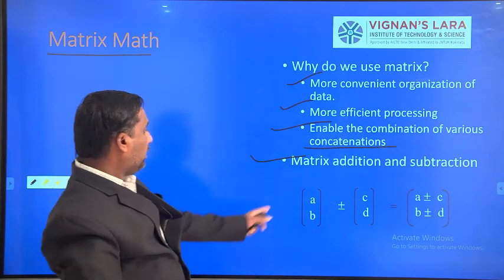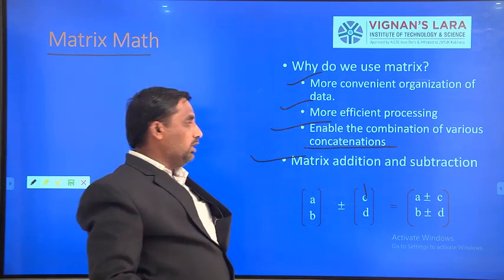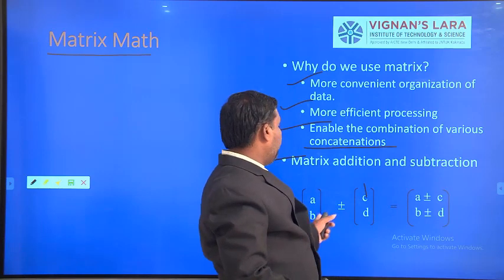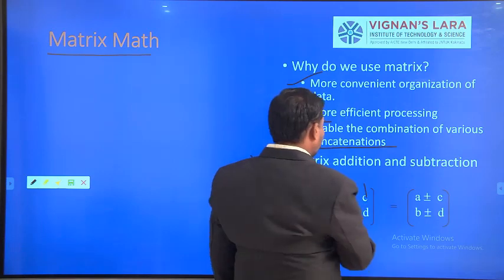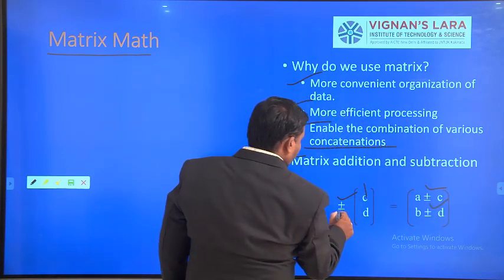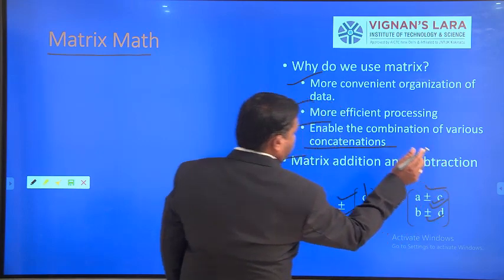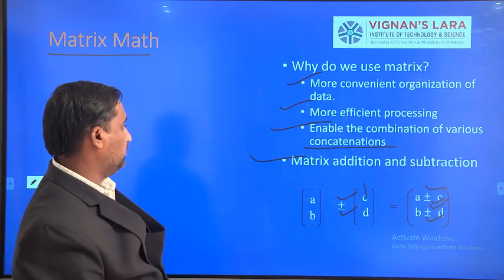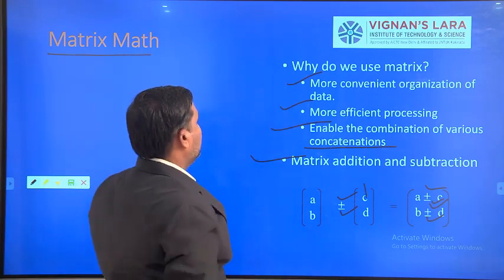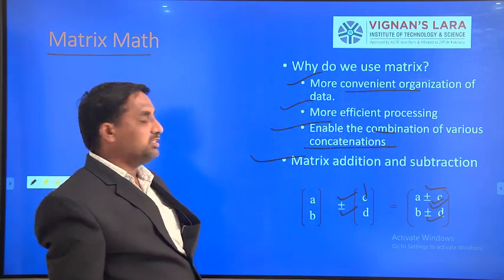Suppose we consider column matrix AB and column matrix CD, and I want another column matrix that contains A plus or minus C and B plus or minus D. If we consider plus, you will get A plus C and B plus D. If you consider minus, you will get A minus C and B minus D. Like that you will get the coordinates. So matrix addition and subtraction is very easy. That is why matrix concepts give a convenient organization of the data.